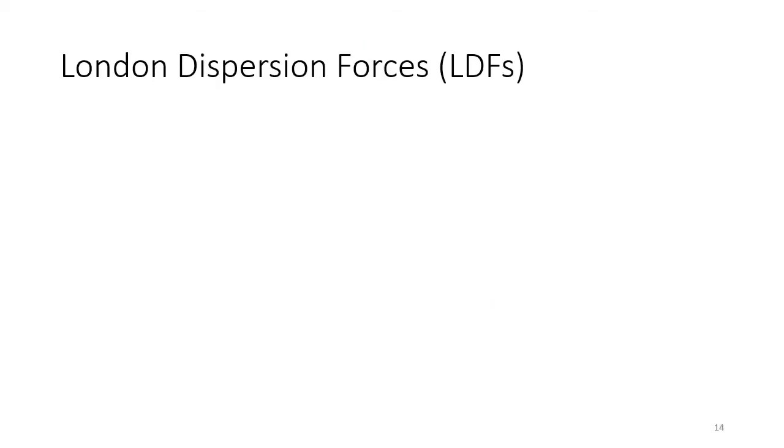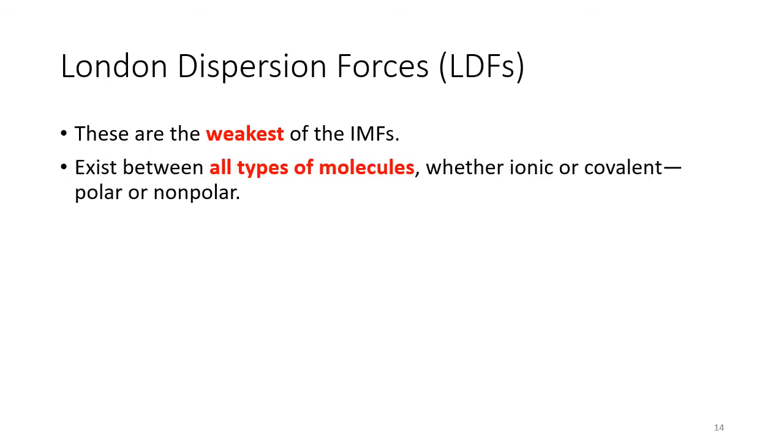The next type of intermolecular force that we're going to discuss is known as London dispersion forces, or LDFs for short. The attractions between polar molecules such as HCl are fairly easy to understand, but attractive forces will occur even between the particles of nonpolar substances. London dispersion forces are the weakest of the intermolecular forces. They occur between all types of molecules. They exist in ionic compounds and covalent compounds, and in polar and nonpolar compounds.